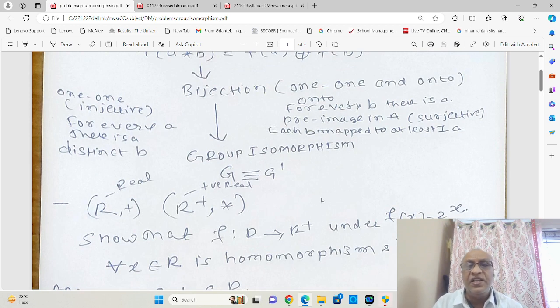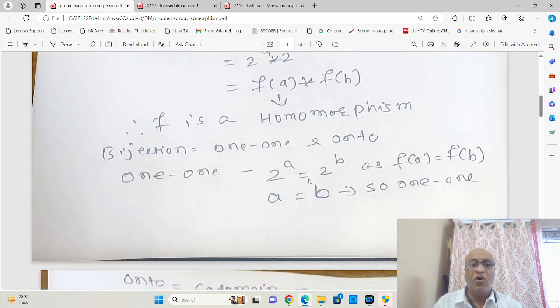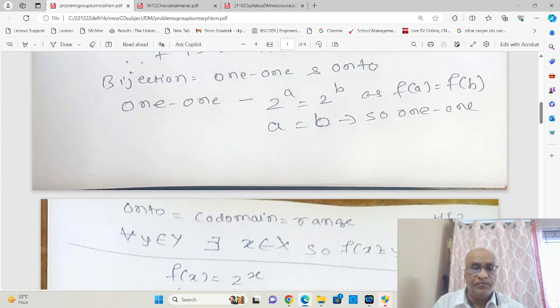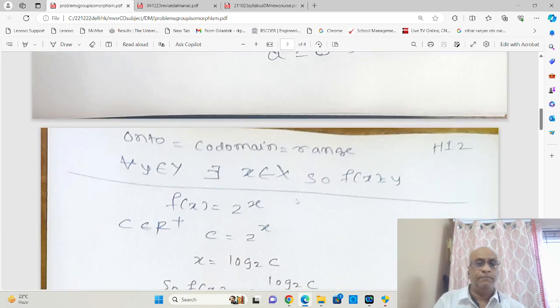Okay. The second thing to be proved is onto. For onto, what is to be there? Each b is mapped to at least one a. So for onto, actually what you have to do is consider the codomain. You have domain and codomain. Codomain you can take as the second set, so it will be equal to range.